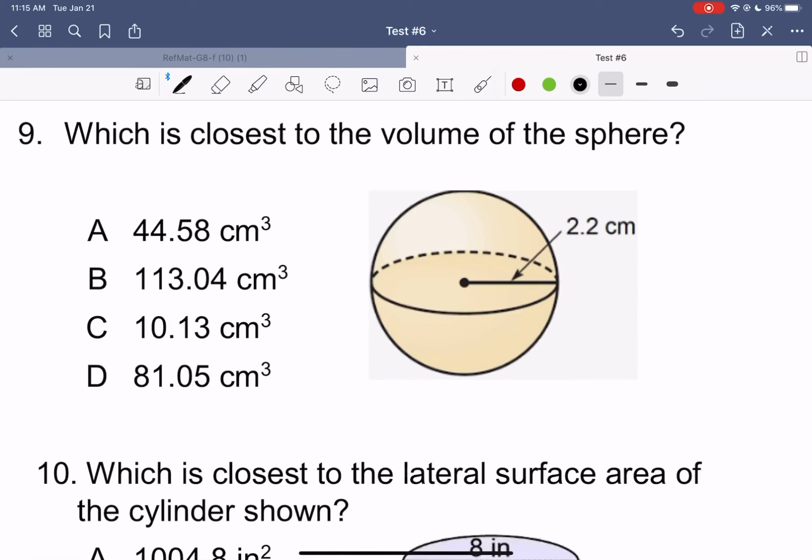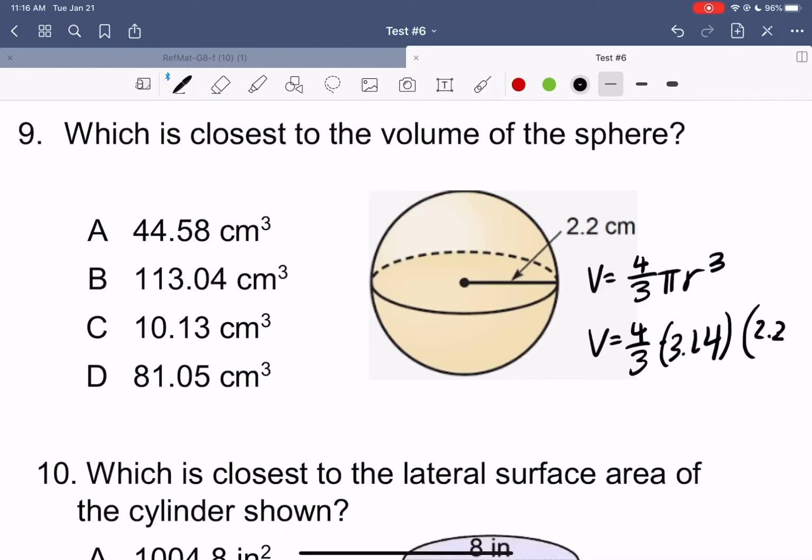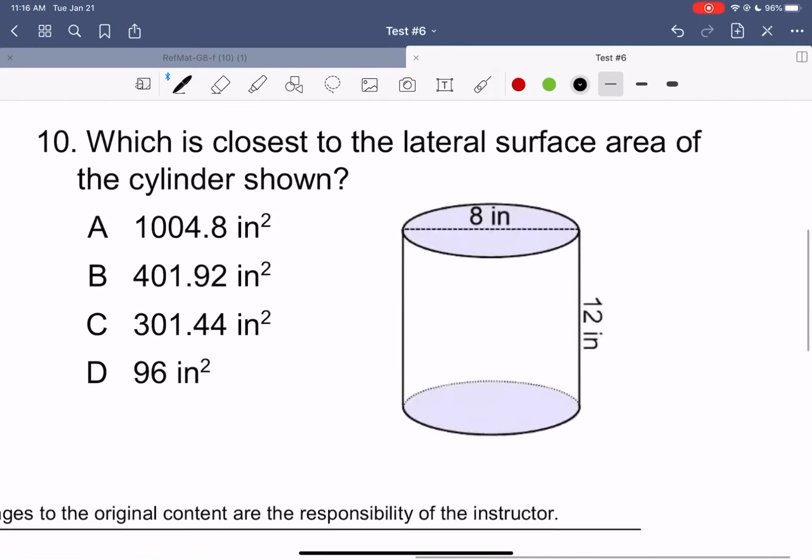What is the closest to the volume of a sphere? So we have V equals 4/3 pi radius cubed. So V equals 4/3 times 3.14 times 2.2 to the third power. So go ahead, 4/3 times 3.14 times 2 to the third power.